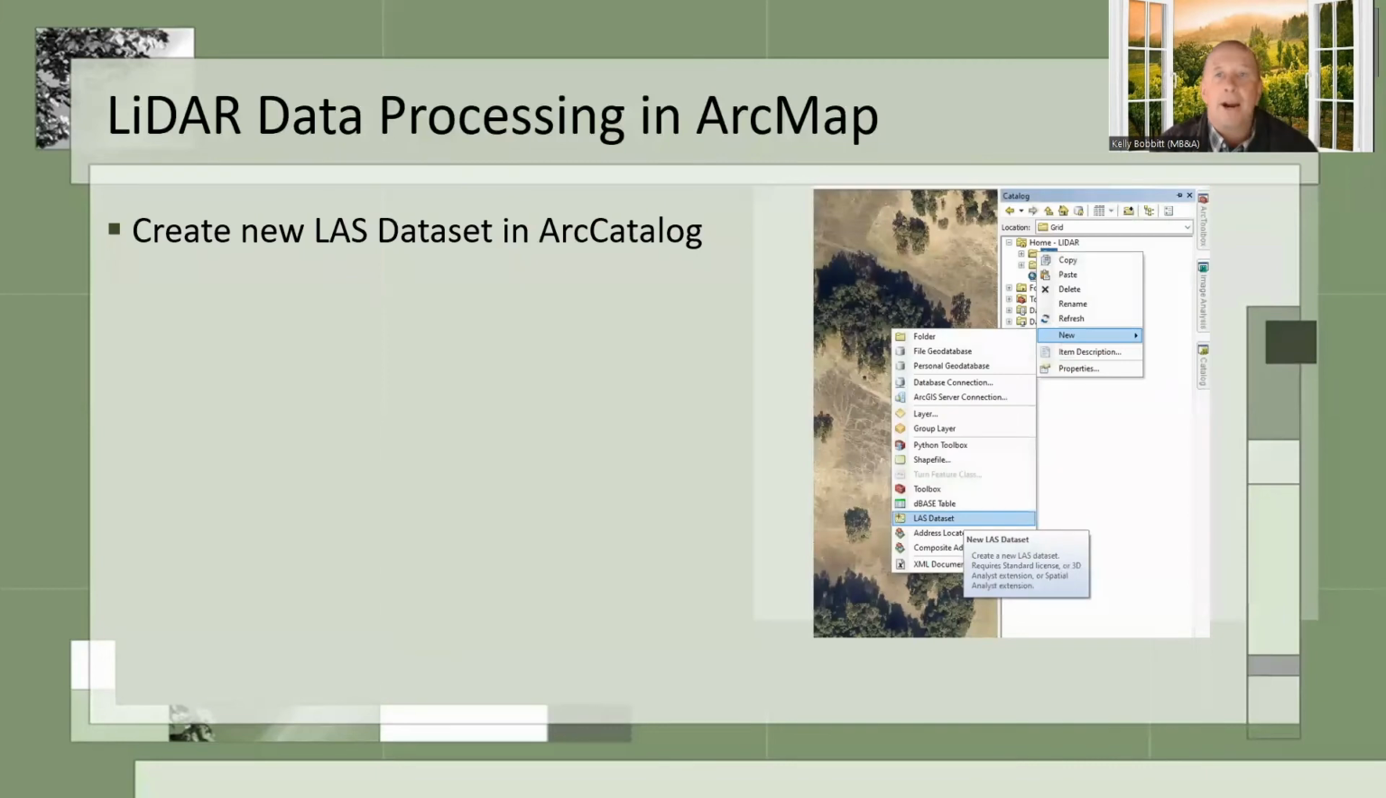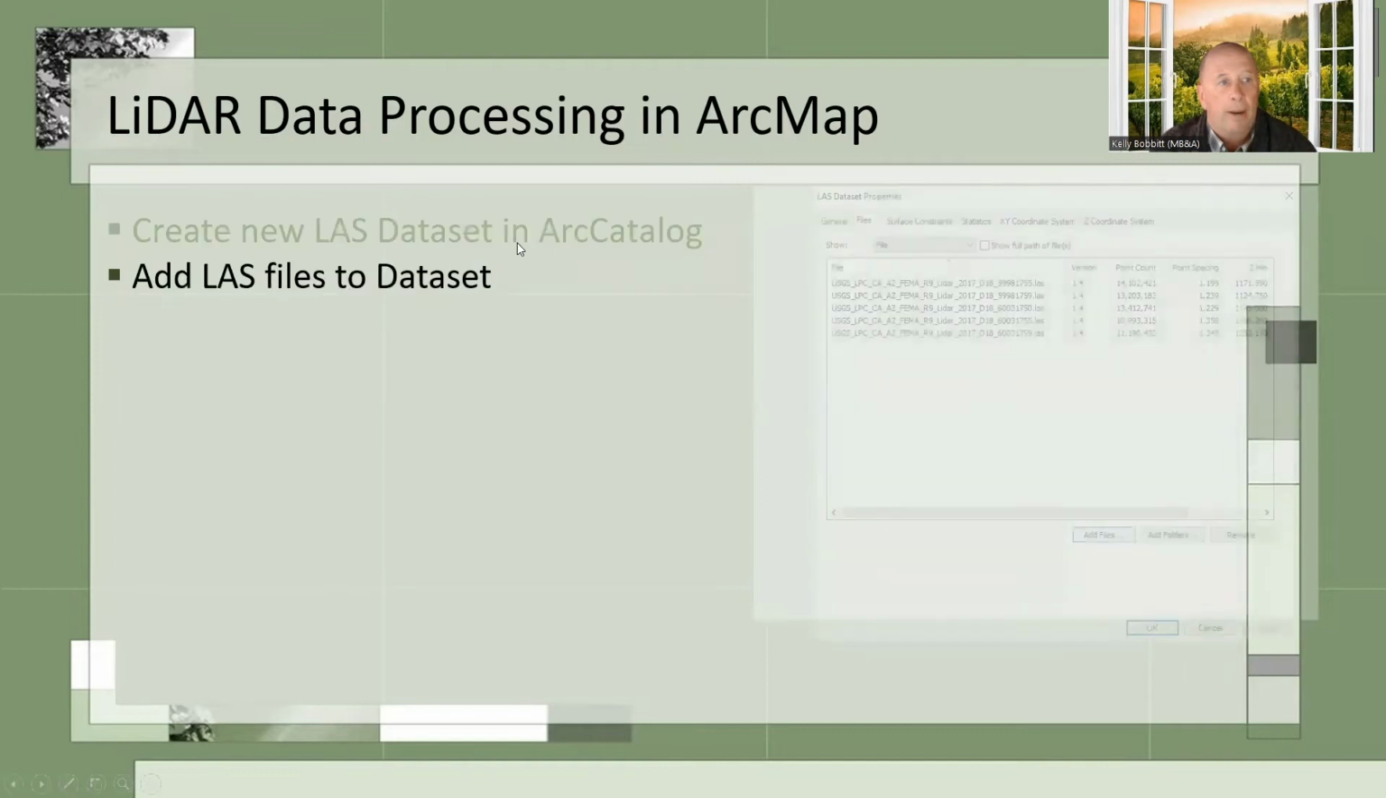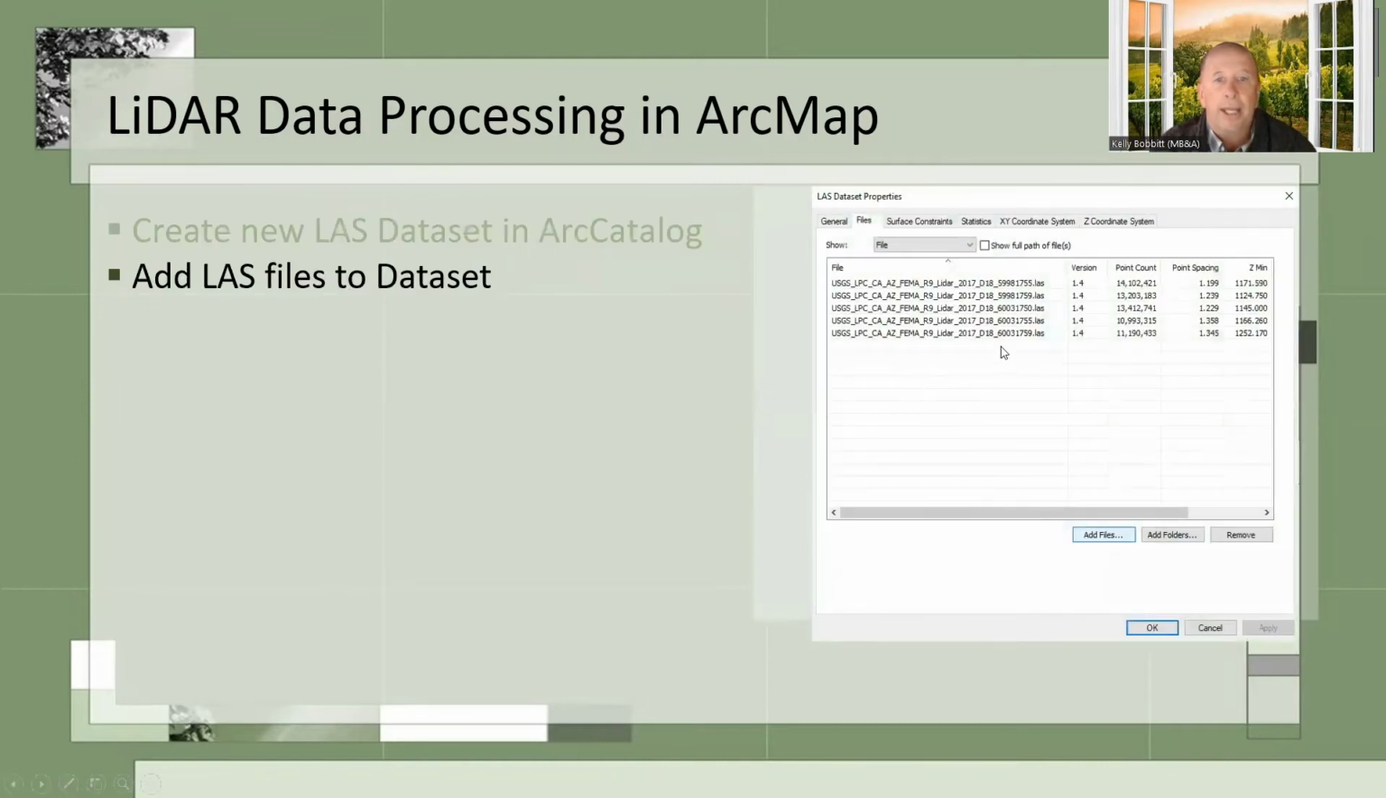So now I've got the data ready. Now I get to go to ArcMap, and I go into ArcCatalog and create a new LAS data set. From this, I then add all the LASs that used to be LAZs before I decompressed them, and bring them into that data set.